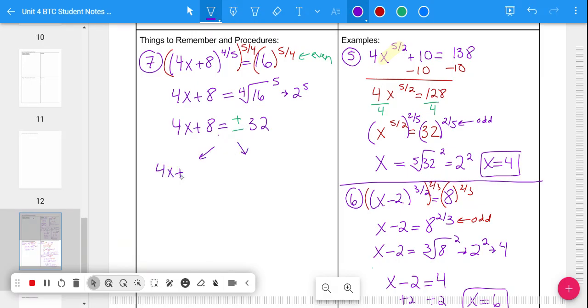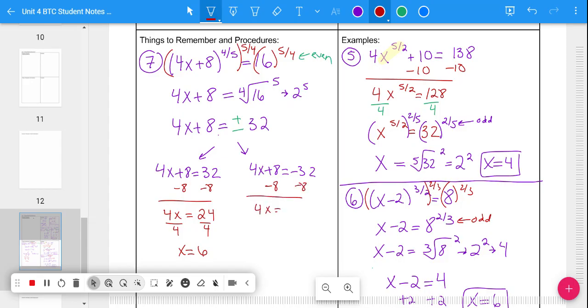So now that I have this plus or minus, I'm going to end up with 2 solutions. So I need to set up my 2 equations. So 4x plus 8 equals 32. And 4x plus 8 is going to equal negative 32. And then I'm going to finish solving each of these equations. So minus 8. Divided by 4. Minus 8. Divide by 4. And that'll give me my 2 solutions.